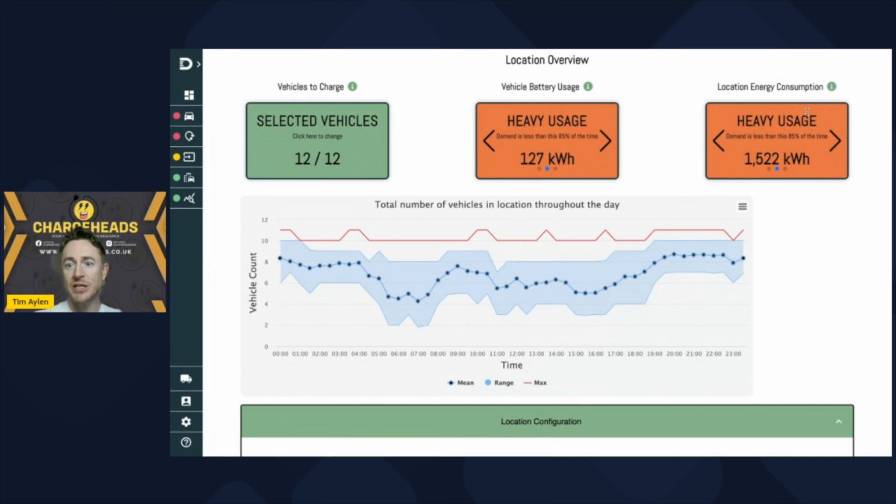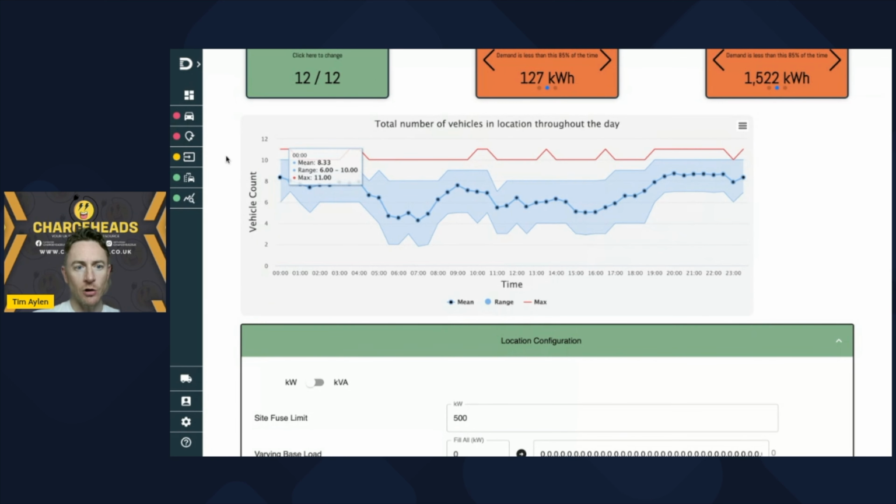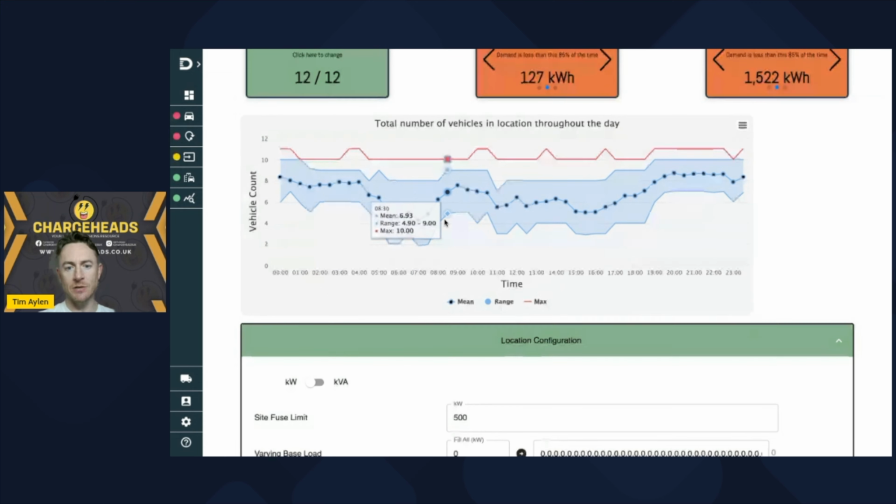This is location energy consumption. So that's all of the vehicles. And just here, we've got a graph which shows us where the vehicles are, whether they're in the depot or out of the depot. So I've got time at the bottom, vehicle count on the left. And again, that's really crucial to understand peak energy demand.